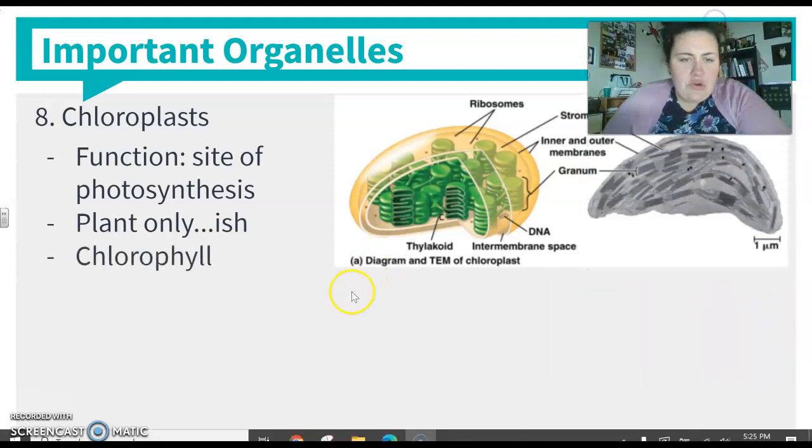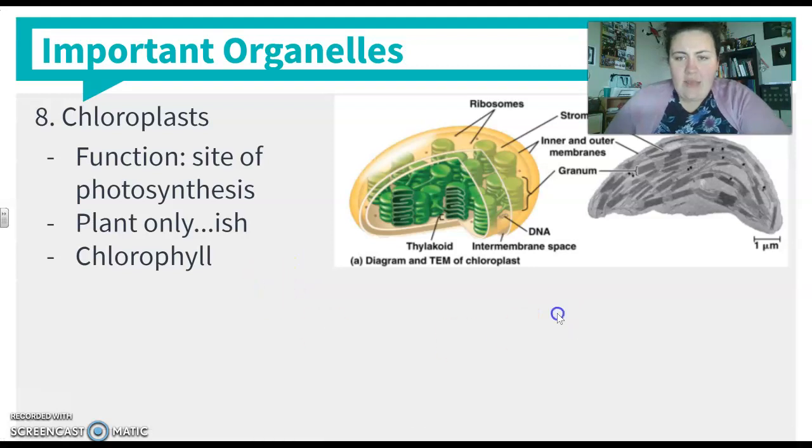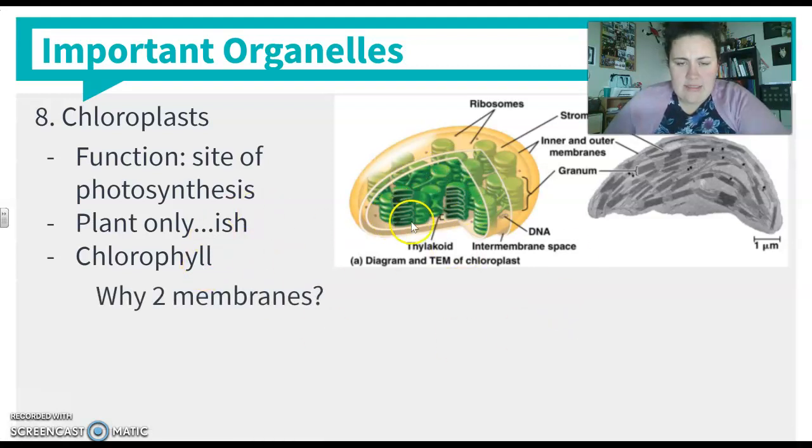So the reason that they're green and the reason that they are able to do photosynthesis is that they contain chlorophyll, which is the chemical in these thylakoids that makes it green and that allows it to capture solar energy. So again, we have two membranes here because we're trying to maximize surface area. And this outer membrane is the ancestral eukaryote and the inner membrane is the ancestral chloroplast bacteria plant thingy.